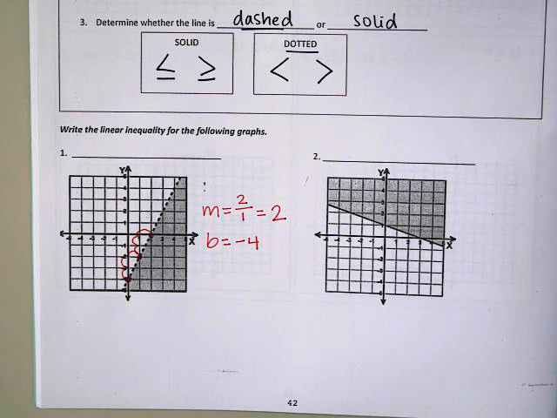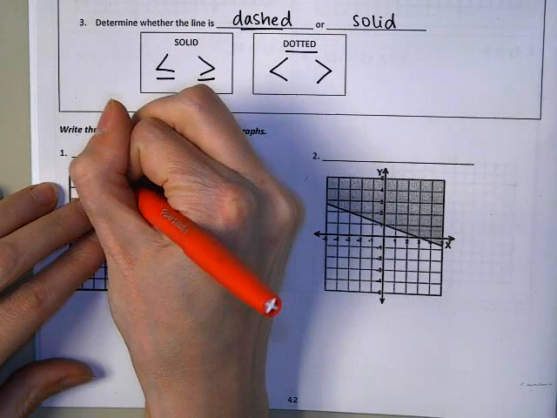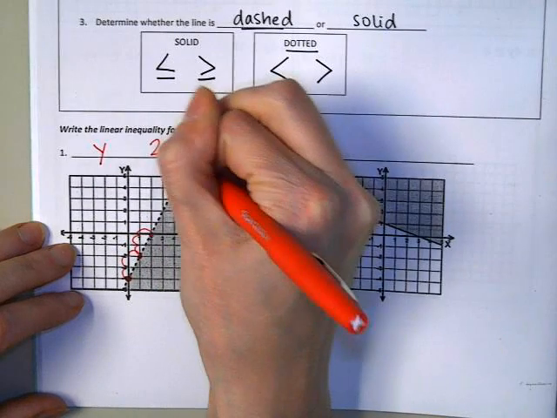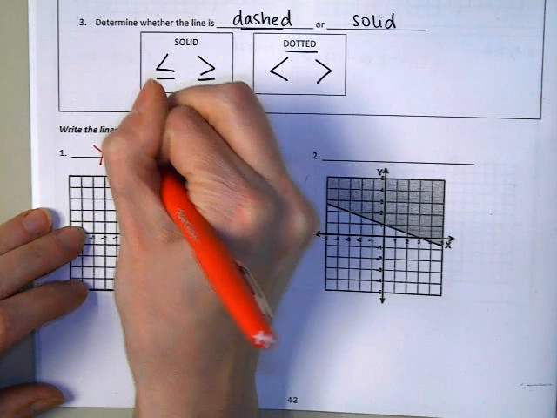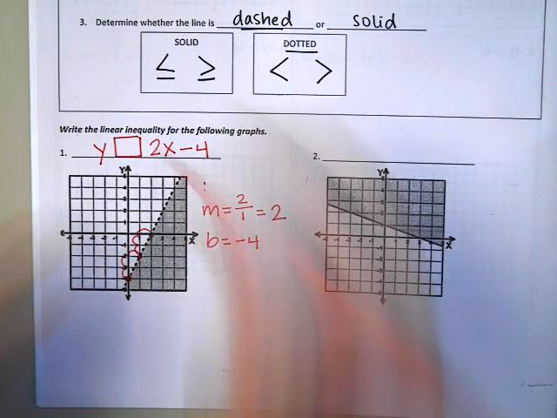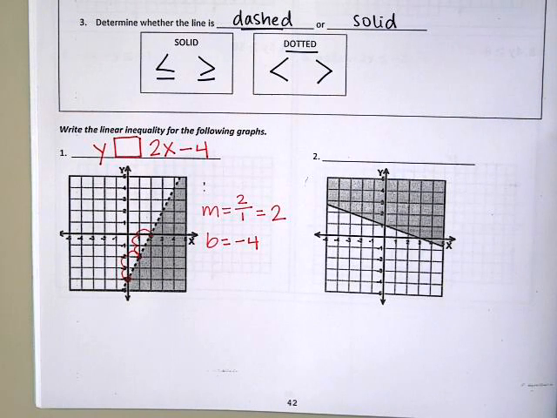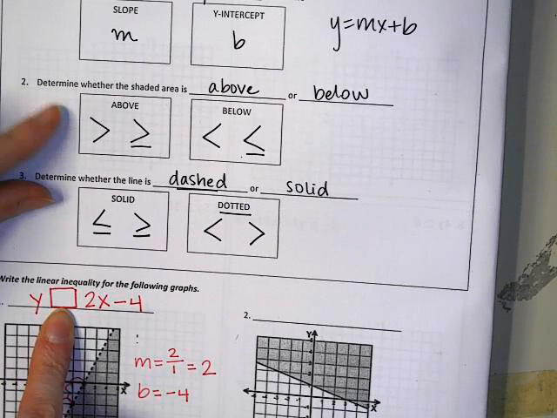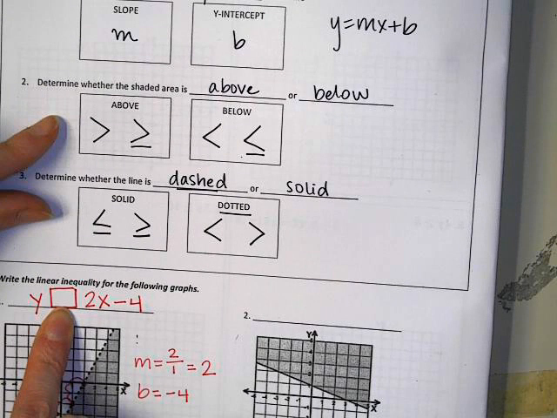Okay, so I know my answer is going to be y is some symbol mx plus b. Okay, the question is we need to find what symbol goes here. So y equals mx plus b, y equals 2x minus 4. Now we start thinking about, is it shaded above or below, and is it dotted or solid?